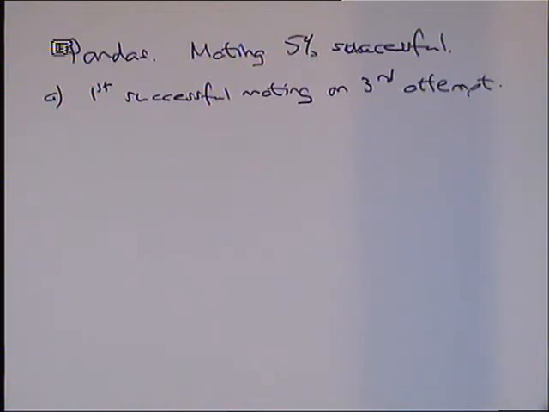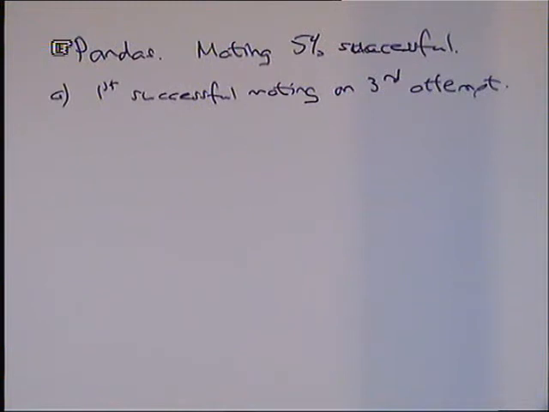This is looking at an example of using the geometric distribution, very similar to the binomial distribution, except we don't have a fixed number of trials. With a geometric distribution, we keep going until we get our first success. And the example we started looking at in the lesson was of two pandas who had a 5% success rate every time they attempted to mate.